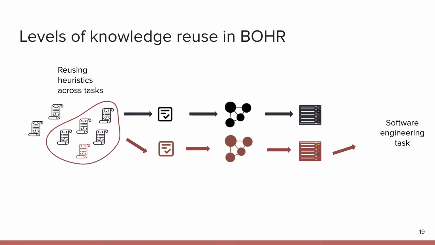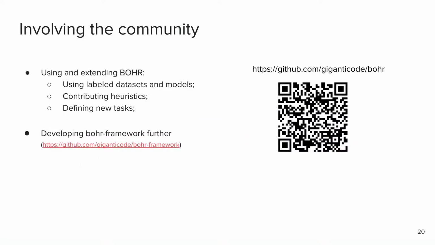In this case, the user would have to define a new task. Some already existing heuristics could still be reused though. Our goal is to make collaboration of the community on software engineering artifact categorization easier. However, this is impossible without the community being involved. Therefore, we invite the community to start using BOHR, reuse already existing labeled datasets and models, contribute to heuristics and improve the quality of existing models, define new tasks.